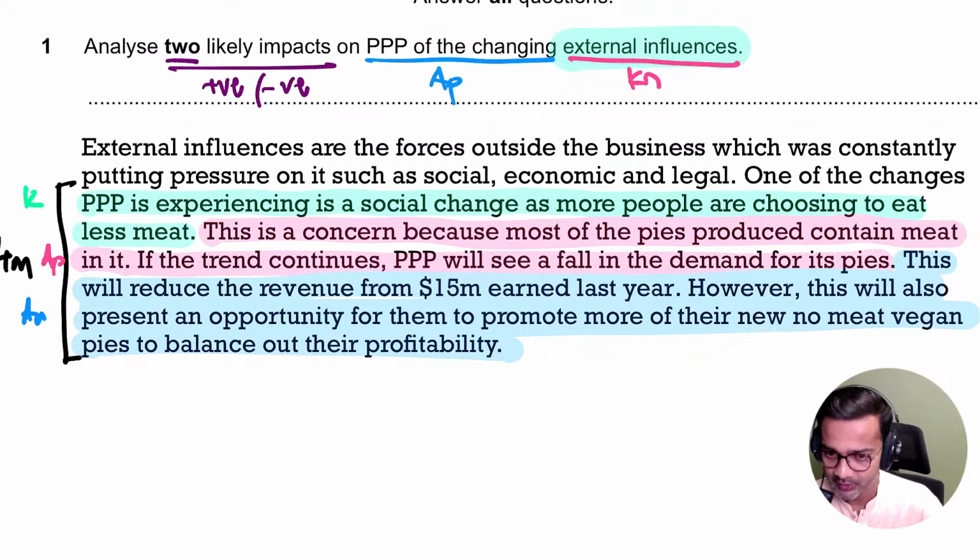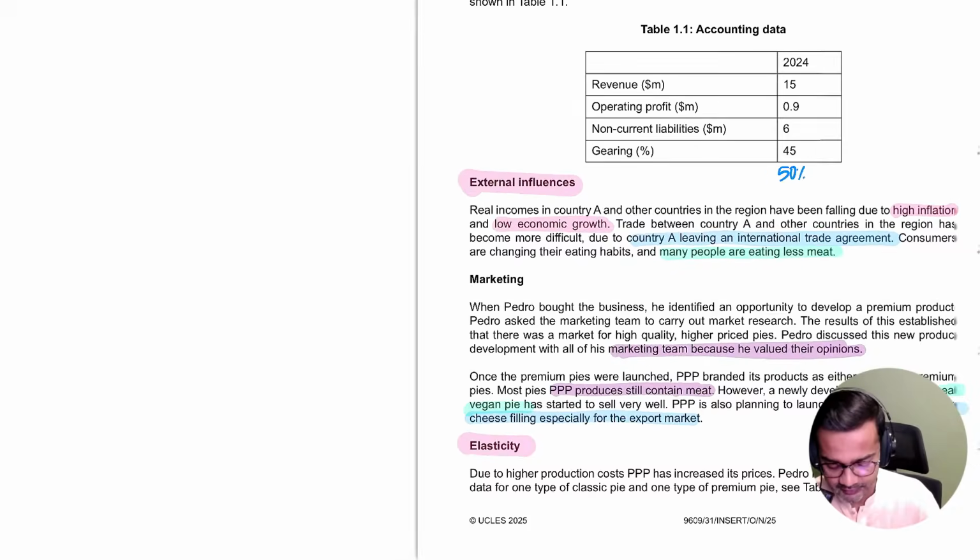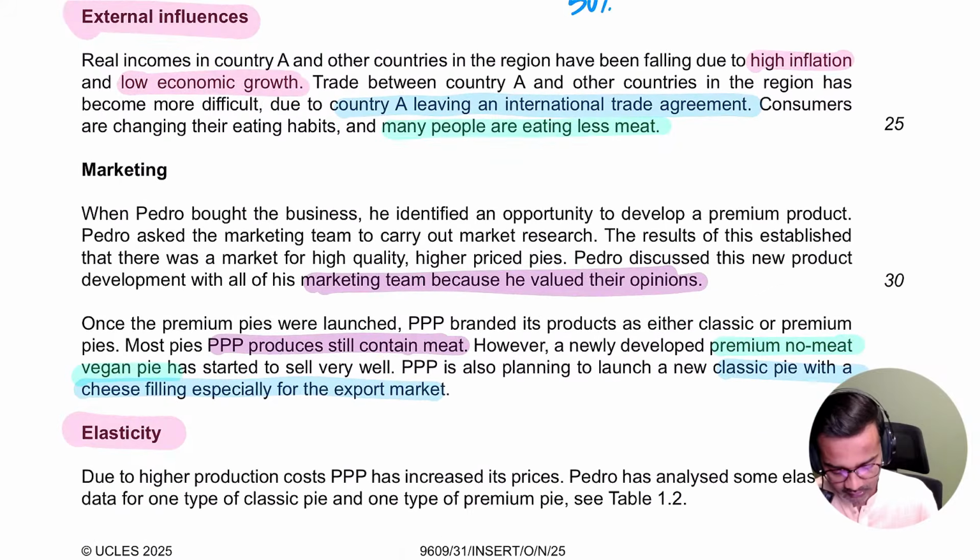I'm going to go to the case study again to look for another point of discussion, right? Remember, we're looking for external influences, anything that's changing and its impact on PPP who sells pies. So we know that high inflation, low economic growth, that's a problem. Trade between country A and other countries in the region has become more difficult due to country A leaving an international trade agreement. Now, this is interesting because it means it'll become more difficult to export.